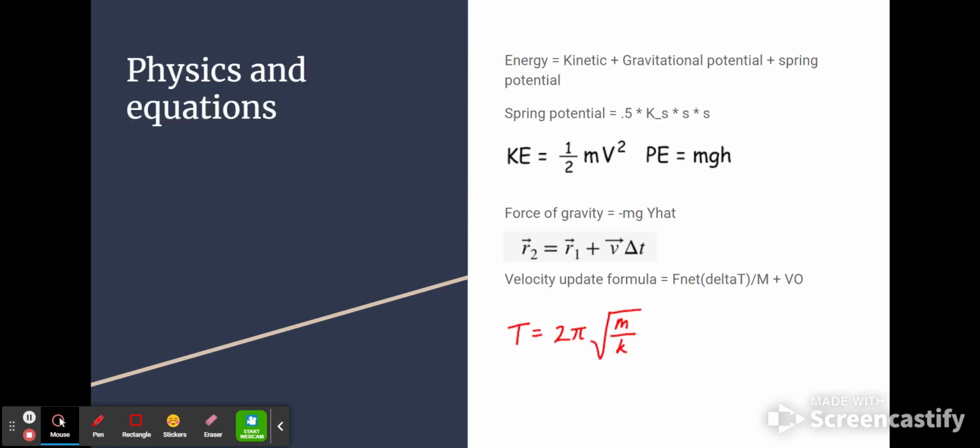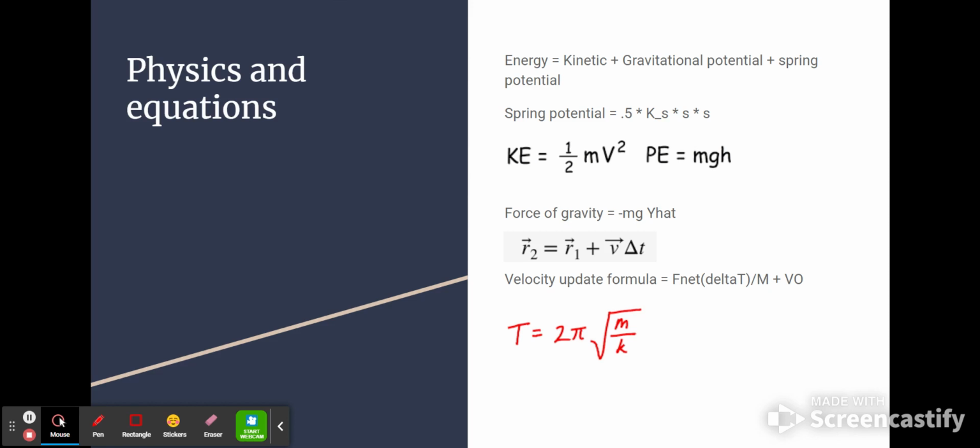So the physics equation we'll be using is the energy principle equation, which we know says that the kinetic, gravitational potential, and the spring potential changes are all going to equal zero because we define the entire thing as our system. And our spring potential is going to be 0.5 times ks, which is the spring constant, times s, which is the distance the spring stretches, squared. We also have kinetic energy, which is 1/2 mv squared, as well as our potential, mg delta h.